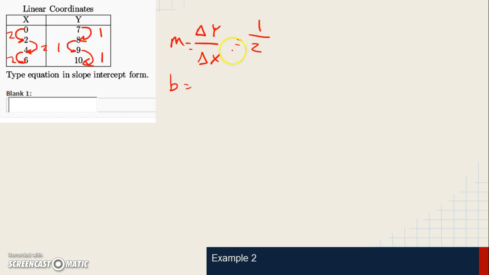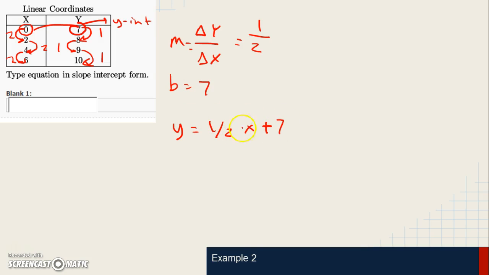Well, I've found my slope, so now let's find the y-intercept. So we're going to look for where the x is 0, so it looks like this top coordinate point, and that y value for when x is 0 is our y-intercept. So it looks like 7 is our y-intercept. Now we're going to put it all together. So we have y equals our slope, which is 1 over 2, plus our y-intercept is a positive 7, so it's going to be plus 7.